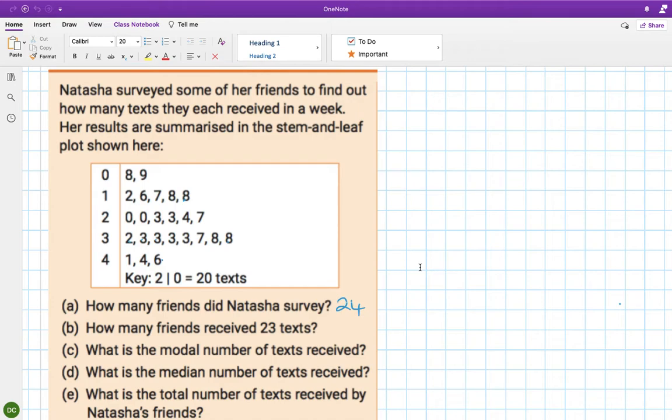How many friends received 23 texts? So we have to look in the 20 stem, and there's 1, there's 2. So 2 of her friends received 23 texts. Now, what is the modal number of texts? So the modal number is the same as asking for the mode. Okay, so what was the most? Here it is, look, I can see it.